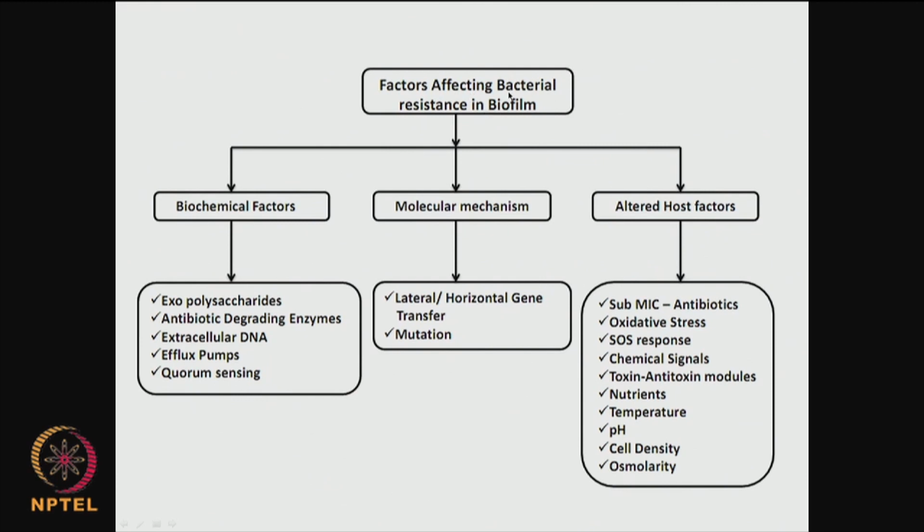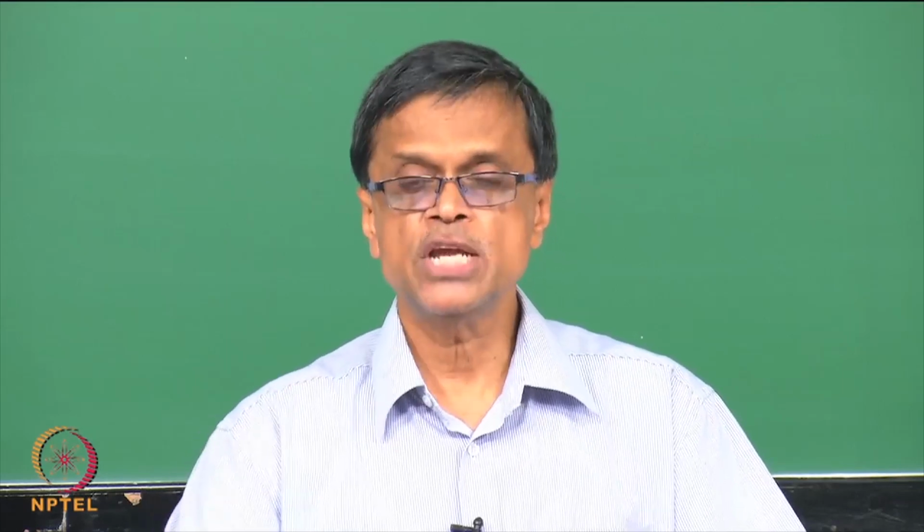The third could be altered host factors, because the antibiotics could be at sub-MIC concentration. Like I said, the antibiotic has to diffuse through the biofilm matrix, so the concentration of antibiotics in the interior of the biofilm could be sub-MIC. Oxidative stress: oxygen diffusion also is hindered in the biofilm because of the presence of the EPS. So, many of the bacteria can be undergoing oxidative stress.